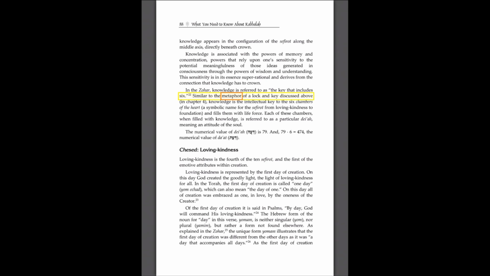Similar to the metaphor of a lock and key discussed above, in Chapter 4, knowledge is the intellectual key to the 6 chambers of the heart, a symbolic name for the Sephirot from loving-kindness to foundation, and fills them with life force. Each of these chambers, when filled with knowledge, is referred to as a particular daat, meaning an attitude of the soul. The numerical value of daat is 79. And 79 times 6 equals 474, the numerical value of daat.